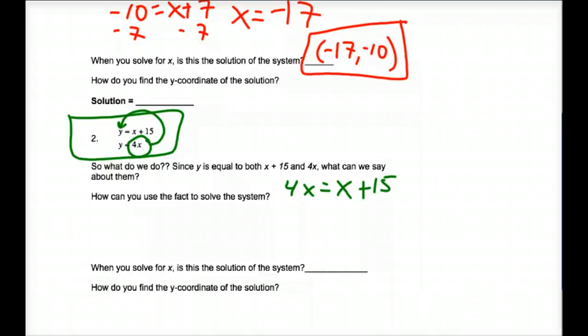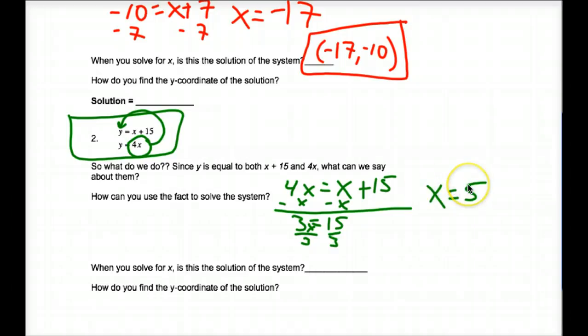Phoebe's first step: you subtract x from both sides. Nice. What does each side now say? It'd be 3x equals 15. Excellent. And you divide both sides by 3. So x equals 5. We know the x value. We are halfway home. We don't know the y value yet.